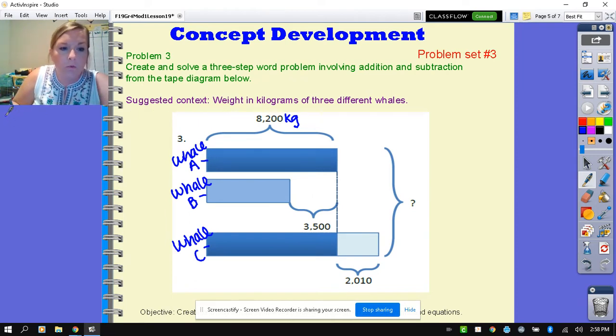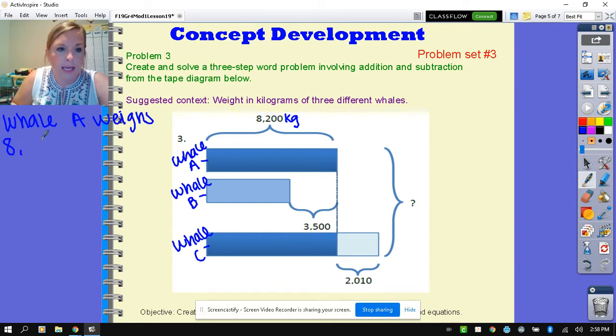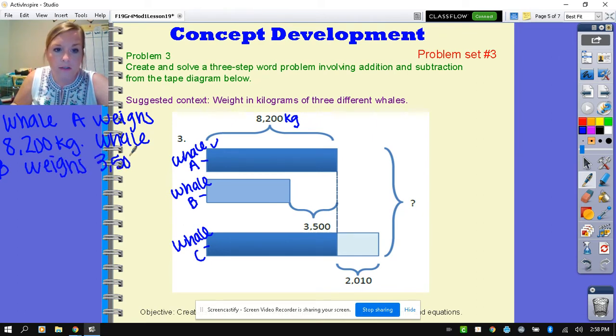So whale A weighs 8,200 kilograms. Okay, so that part is done. Whale B. So we're going to say whale B. And you got to look. Does it weigh more or less? And when it says less, that means we're going to subtract, right? Whale B weighs 3,500 kilograms less than whale A.